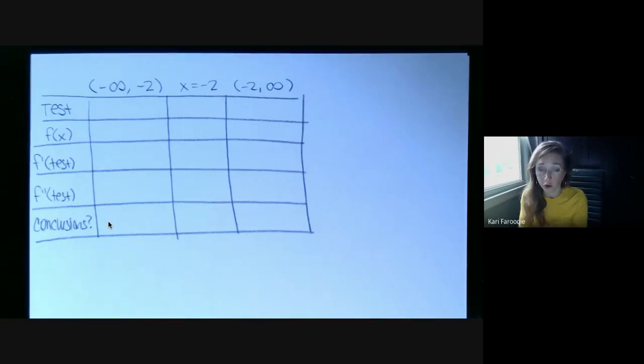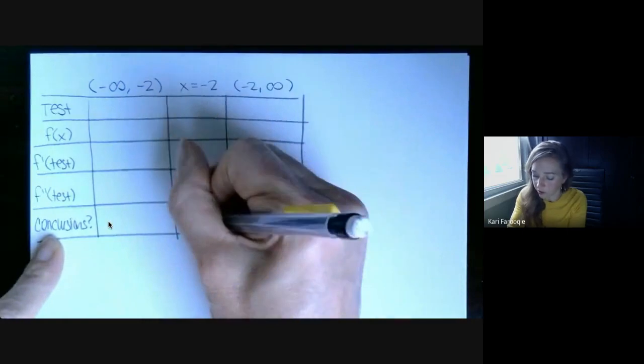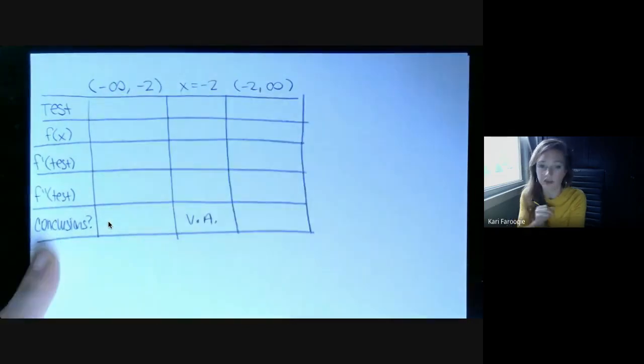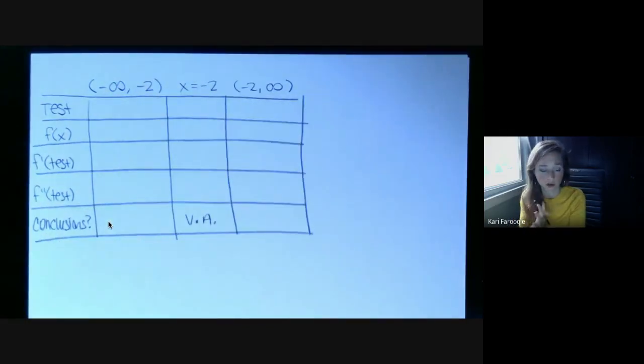Okay, we have no critical numbers, no points of inflection, so the only thing going in your chart is your vertical asymptote. Now, we already know our conclusion for x equals -2 is that we have a vertical asymptote there. So if you want to just note that so you don't have to worry about it any longer, that's fine.